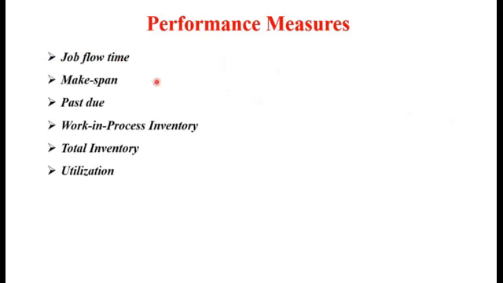Similarly, the second one is makespan. The total time required to complete a group of jobs is called the makespan. The next one is past due. Past due means the amount of time by which a job missed its due date.